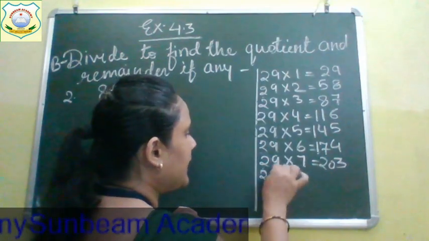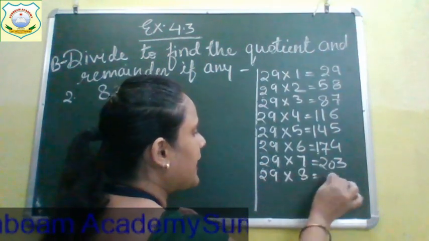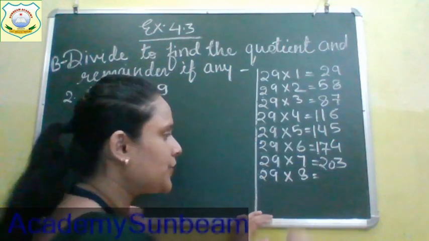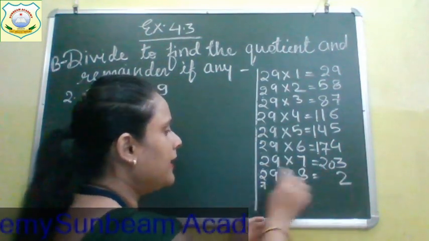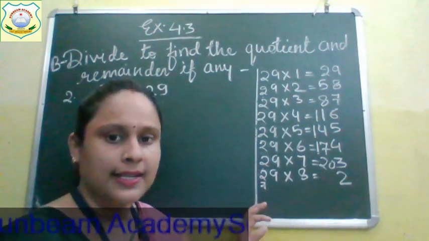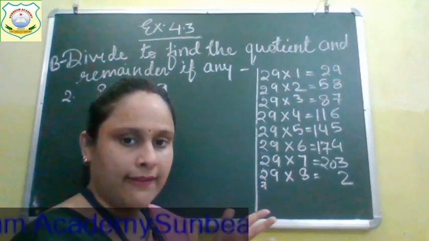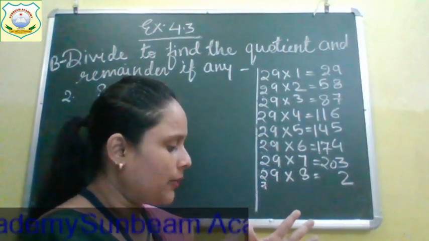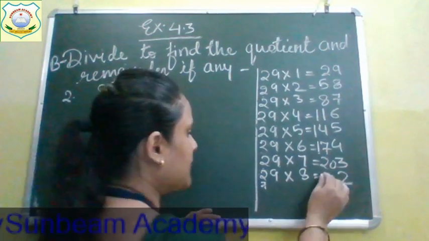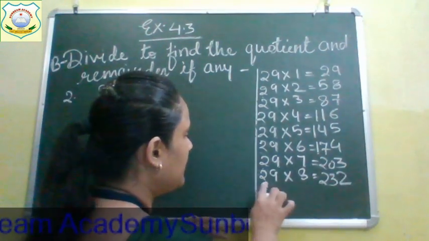203. 29 into 8. 8 nines are 72. So write 2, take 7 carry. 8 twos are 16. 16 plus 7, 17, 18, 19, 20, 21, 22, 23. So we will write here 23.